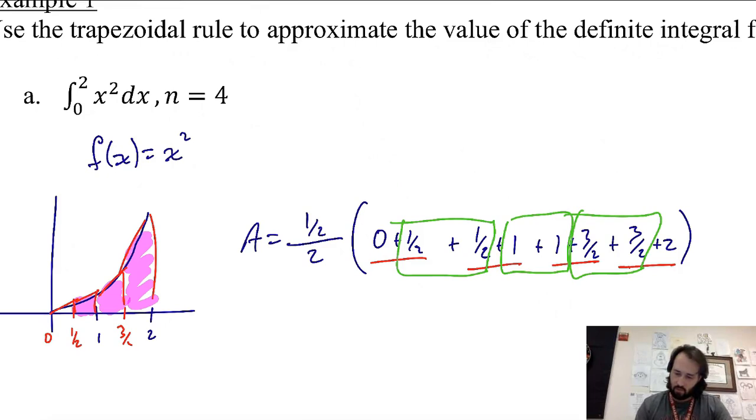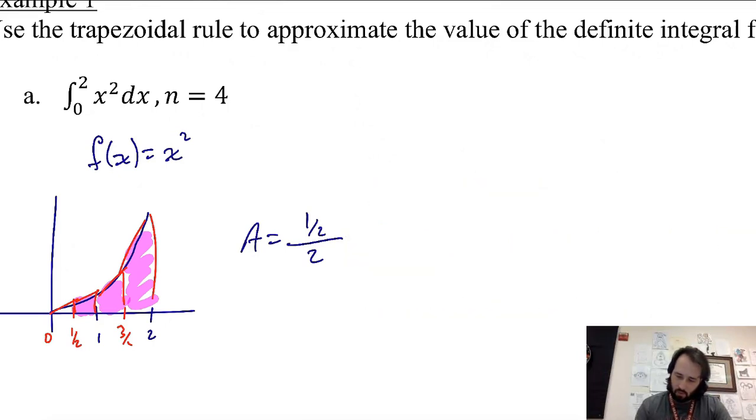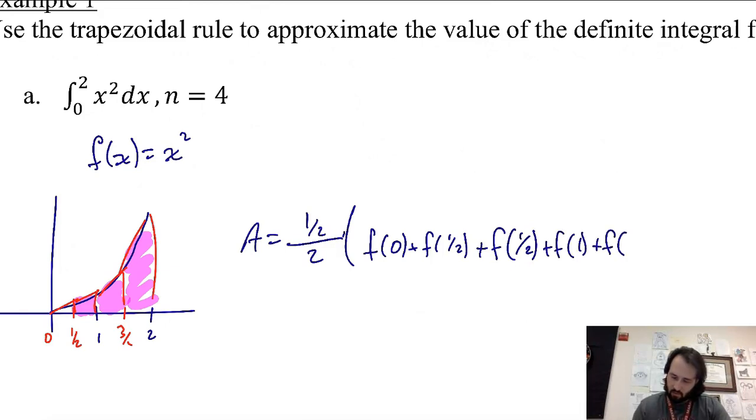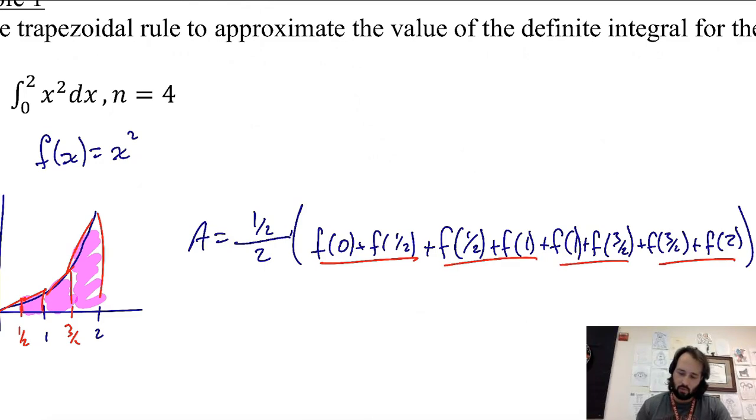I'm sorry, I wrote this all wrong. This should be f of 0 plus f of 1/2, plus f of 1/2 plus f of 1, plus f of 1 plus f of 3/2, plus f of 3/2 plus f of 2. Okay, my bad, because it's the y values of all these things. So trapezoid, trapezoid, trapezoid, trapezoid.